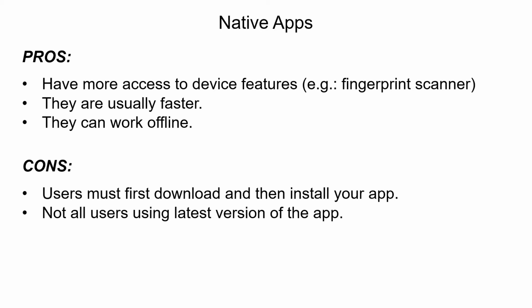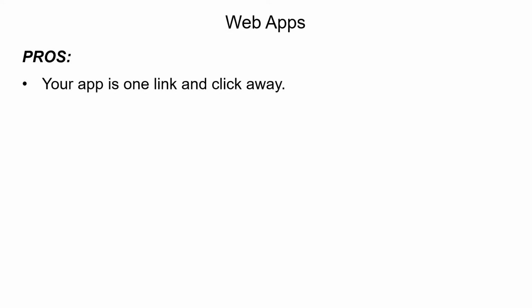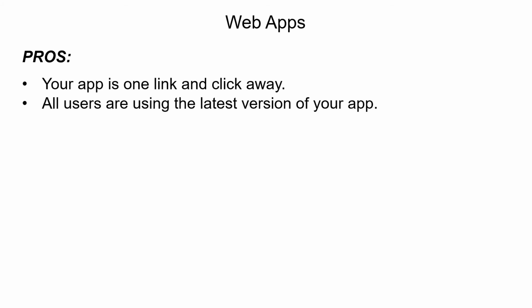Next, let's consider web apps. The pros. Your app is one link and click away. In other words, the user does not have to download your application and install it before they can start using it. As long as they have the link, they can simply click on the link and get to your app. All users are using the latest version of your app. Whenever users visit your web app, if there are any changes that you have made to the web app, the users will be using your app with all those updates.